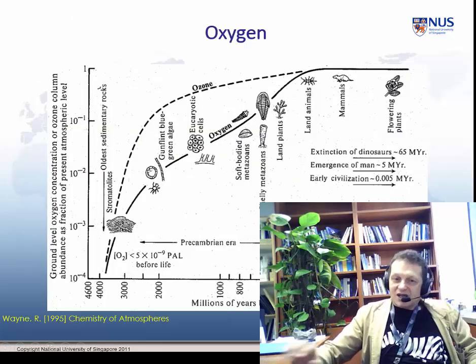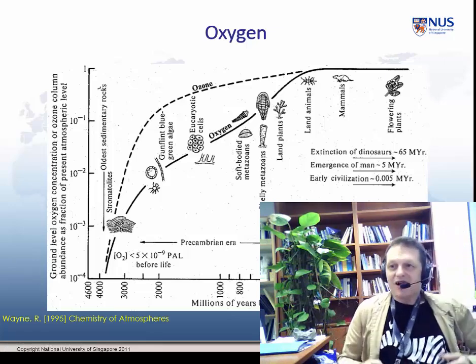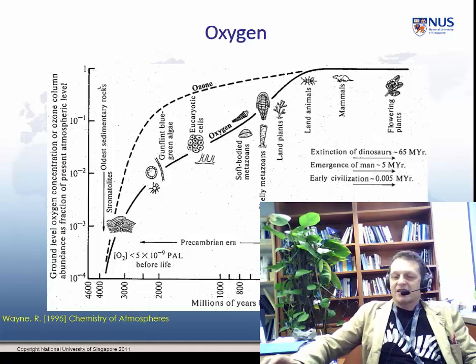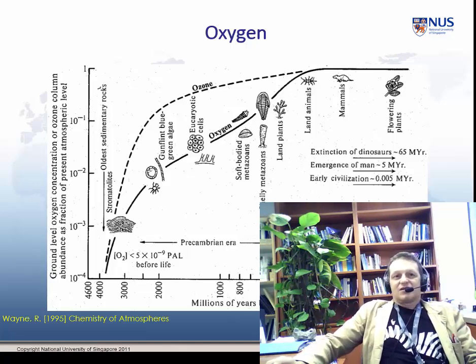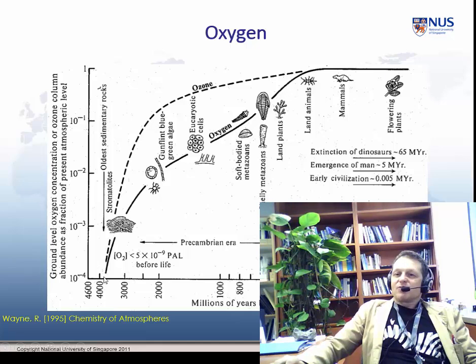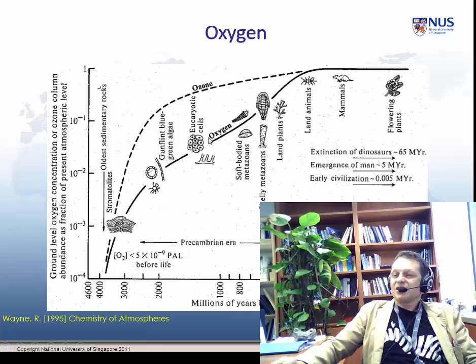Okay, so we wanted to think about the evolution of the atmospheres and oceans, and here is a modelled graph from Richard Wayne's book, The Chemistry of the Atmospheres. It goes back to about 4 billion years, and the slow growth of oxygen. And as the oxygen increases, the complexity of organisms increases up until now.